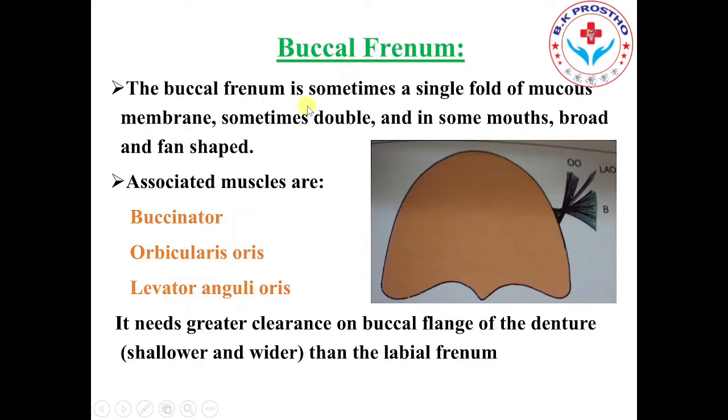Buccal frenum. The buccal frenum is sometimes a single fold, sometimes multiple or double folds, or broad and fin shaped. Muscles attached to the buccal frenum are the orbicularis oris anteriorly and the buccinator fibers posteriorly, and the underlying levator anguli oris muscle, which is very active. This needs greater clearance, so the buccal flanges should be wider as compared to the labial flange.